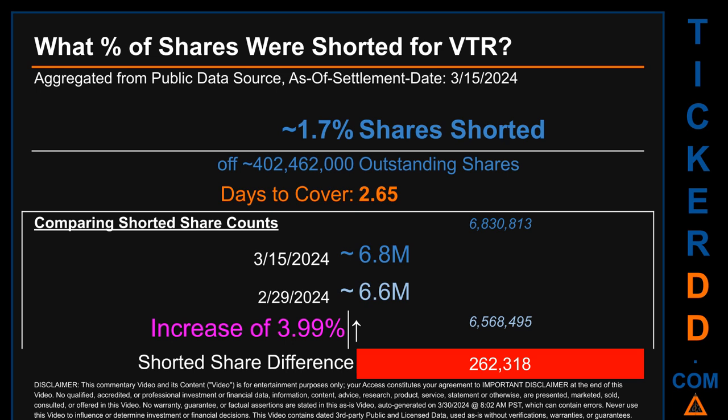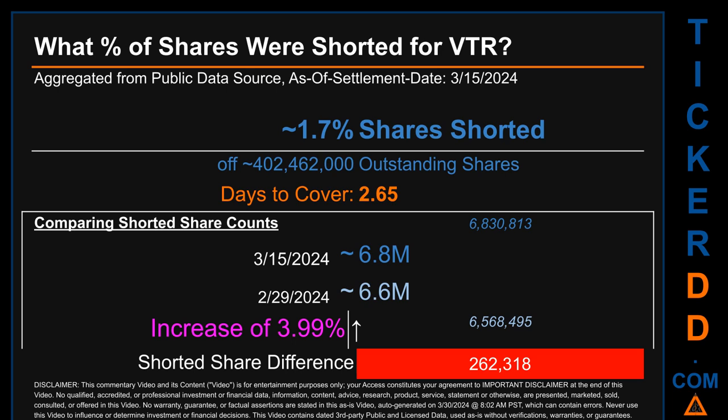What percentage of shares were shorted for VTR? For the 2-week period ending on settlement date, March 15, 2024, about 6.8 million shares of VTR were shorted out of a total of approximately 402.5 million outstanding shares. Therefore, for VTR, based on as-is, discovered, public data when this video was generated, the ticker has a short interest of roughly 1.7%, which I got by taking the number of shorted shares and dividing it by the number of outstanding shares to get the percentage value.